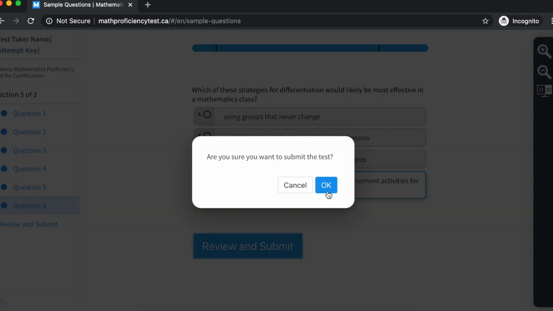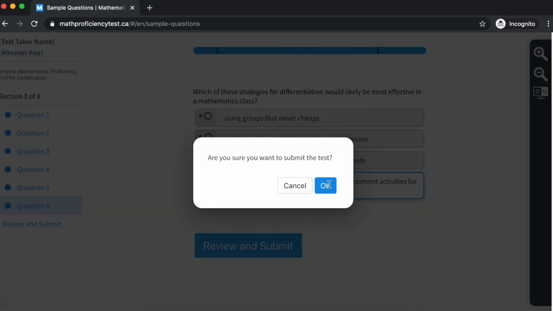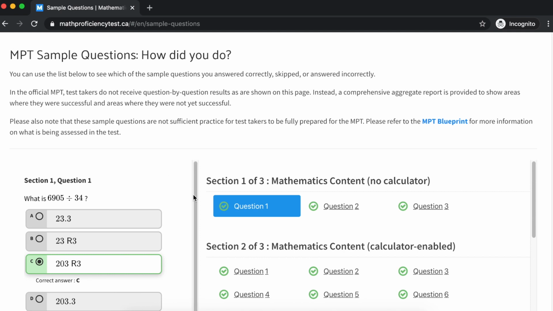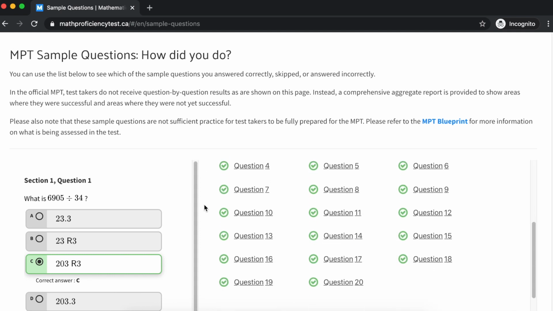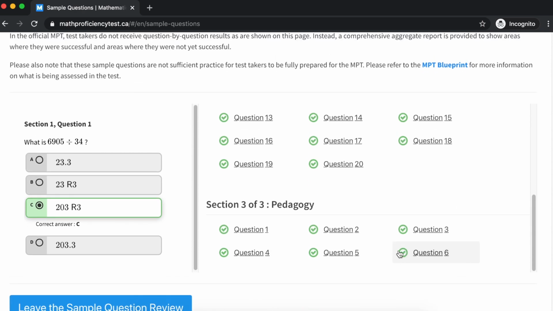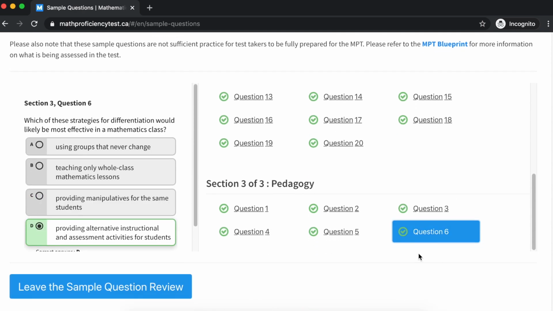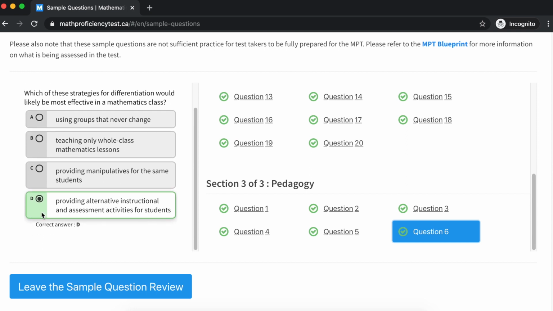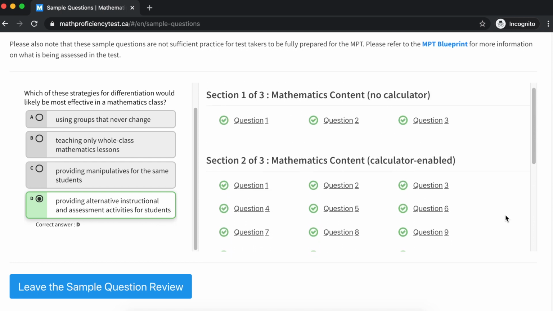So once you're sure you want to submit the test, you can press OK, and then it will show you all of the questions that you got right and or wrong. If you got it wrong, it'll just show you a little X. You can click any of the questions and it will show you the correct answer and the answer that you selected. So you can review any questions that you had trouble with by doing that.